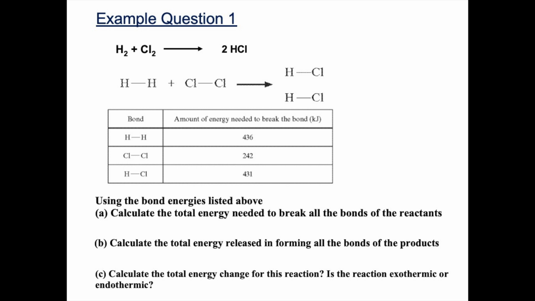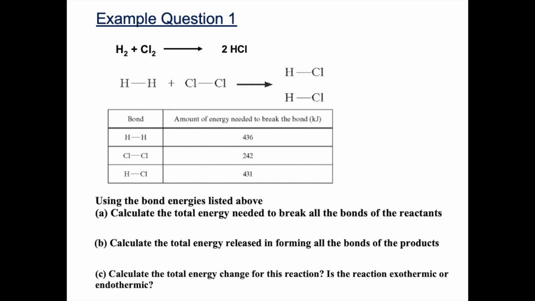Now that's the energy to break the bond, but when we form any of those bonds, we get the same energy given out. What we mean by that is breaking an H-H single bond requires 436 kilojoules. But if I formed one of these bonds, 436 kilojoules would be released.